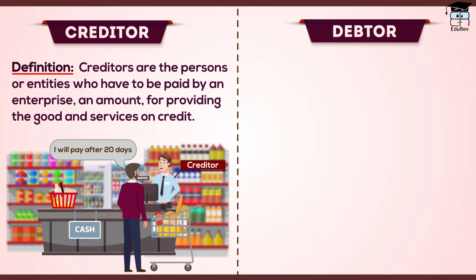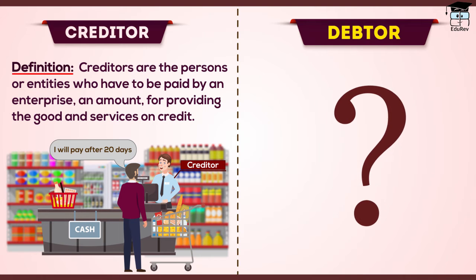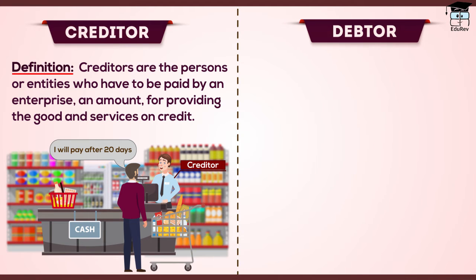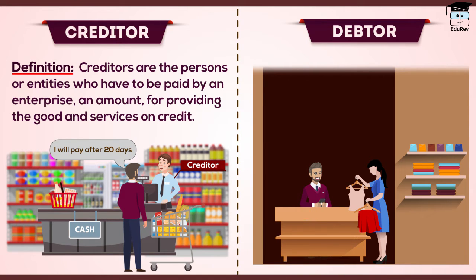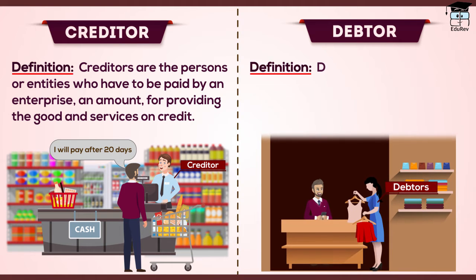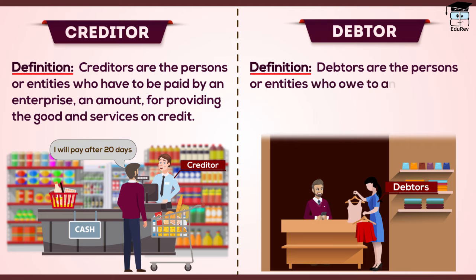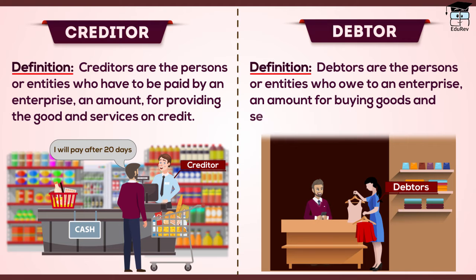Now can you guess what a debtor would mean? Yes, the debtor would relate to credit sales. While Mr. Raj would be selling the products during the year, there can be possibilities that some customers paid the amount immediately. But at the same time, there can be some customers who have not paid immediately and ask Mr. Raj to give them a few days' time to make the payment. So here the credit period is allowed by Mr. Raj to his customers, and in that case, those customers whose payment is pending are termed as debtors. Thus, debtors are the persons or entities who owe to an enterprise an amount for buying goods and services on credit.